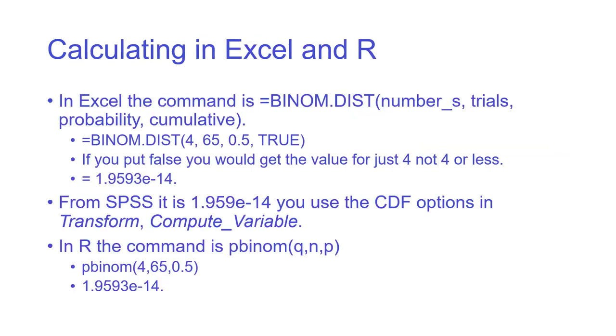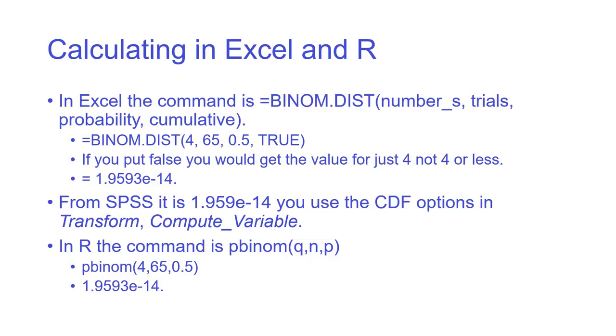So to calculate this in Excel, you go equals binom.dist, number of successes, number of trials, the probability, and you want its cumulative to be now true and not false. So if you put in false, you just get the value for 4 of them occurring rather than 4 or less. You can calculate it in SPSS, but I would suggest that you don't.